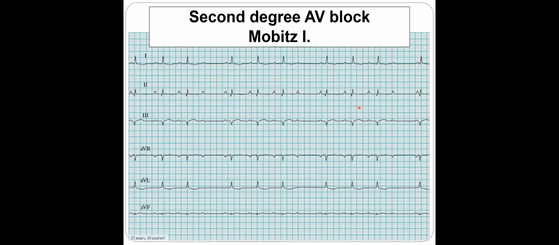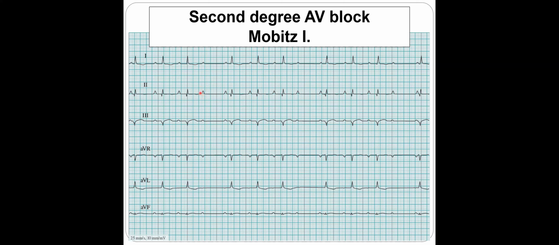Okay, this is a tracing. Rhythmic? No. Do we have P waves? Yes, we do have P waves. Let's count the interval between the P's. You do see that this is regularly coming. However, sometimes this P is not conducted. We do have a drop P.